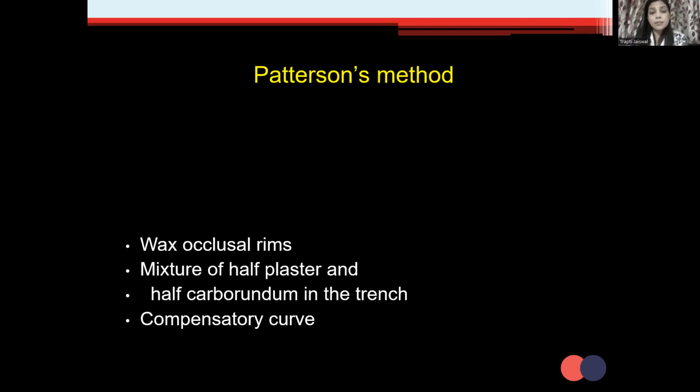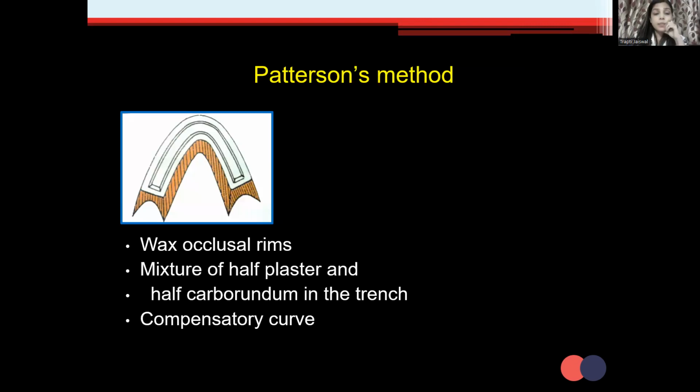Next method is the Patterson method. In this Patterson method, we'll make the wax occlusal rims, and then we'll make a trough on the mandibular occlusal rim. This is the long trough which is made, and we load this trough with a mixture of carborundum and plaster, half carborundum and half plaster.